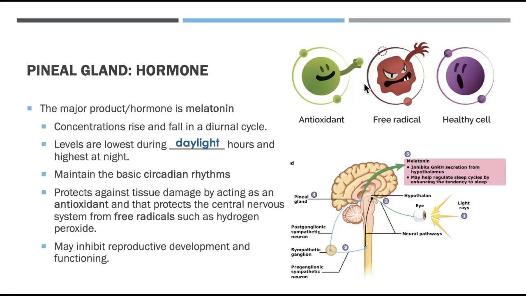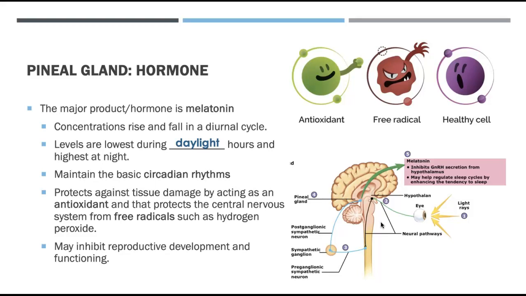It also helps protect against tissue damage by acting as an antioxidant, and that protects the central nervous system from free radicals such as hydrogen peroxide. And it may have a role in reproductive development and functioning. For instance, before puberty, we are inhibiting the gonadotropin releasing hormone. So if we inhibit that, then we never will tell the anterior pituitary gland to secrete LH and FSH. So that keeps us prepubescent.